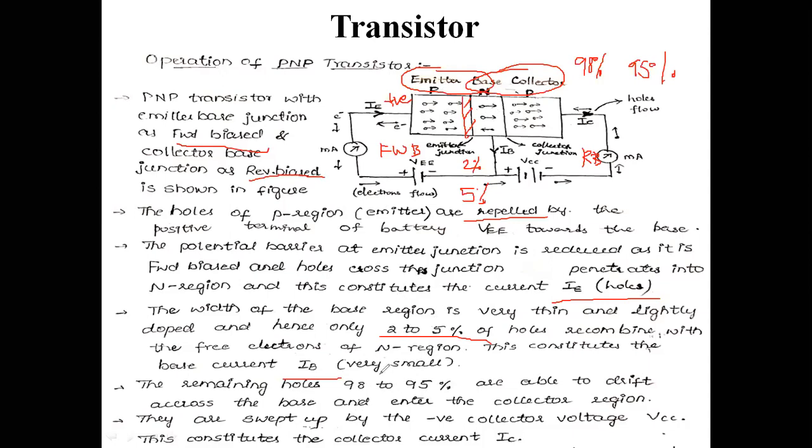The remaining holes, 98 to 95%, are able to drift across the base and enter the collector region, and the remaining entire flow of holes will take place across the collector.